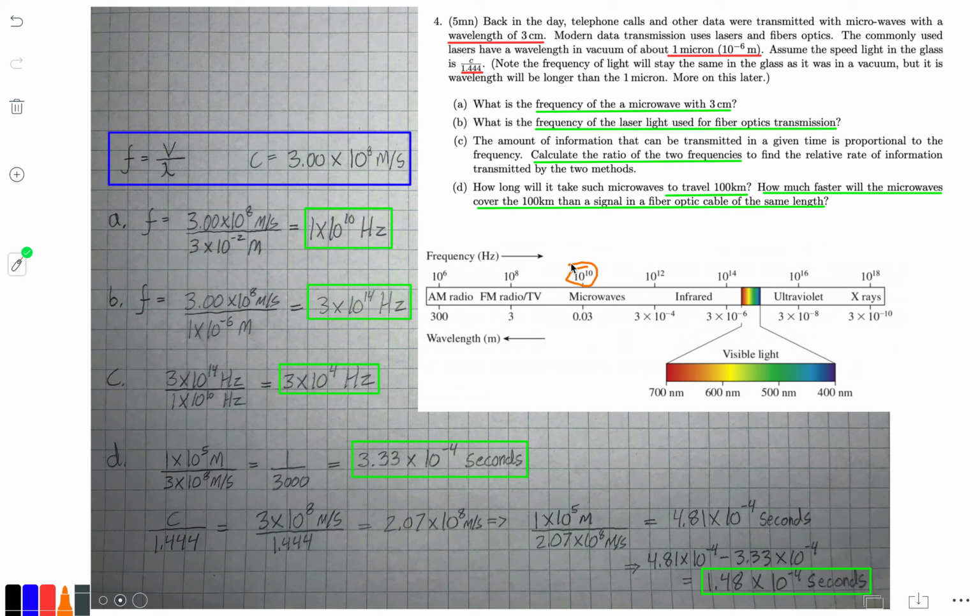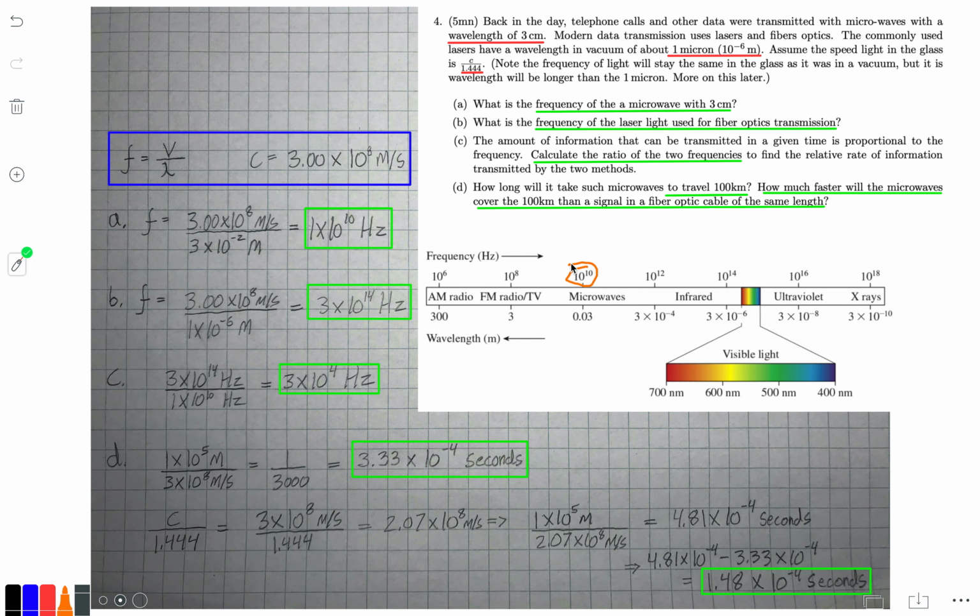For B, we are asked to find the frequency of light used for fiber optics. We're given that the laser wavelength is about 1 times 10 to the negative 6. What we can do from here is the same thing that we did above, plugging in C and our wavelength to get 3 times 10 to the 14 hertz.